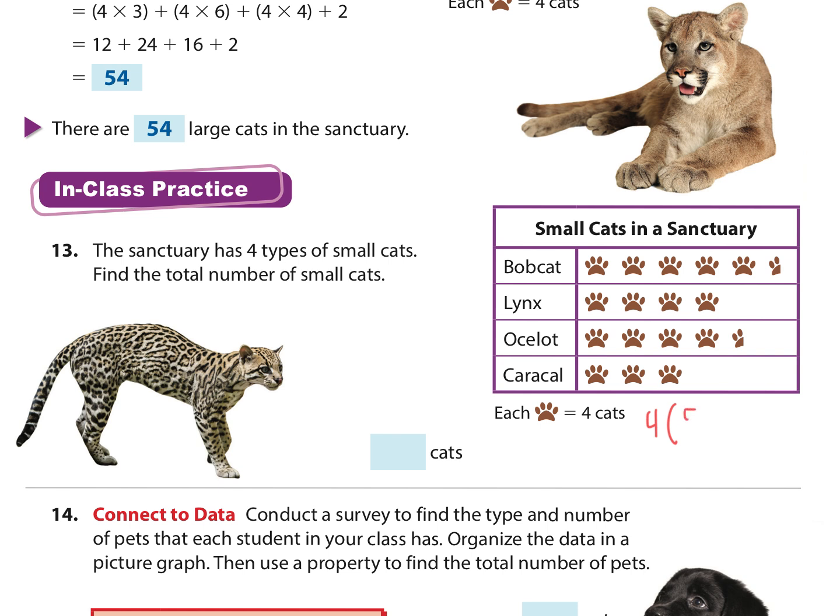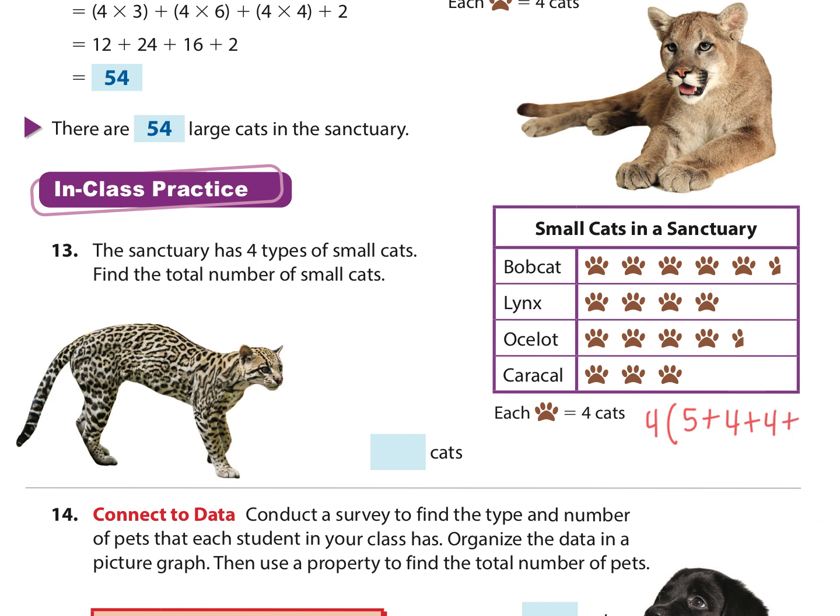And then I'm going to add it to how many lynx paw prints do I have? Count how many paw prints I have next to the word lynx. I have 4. Plus, how many whole paw prints do I have by the ocelot?